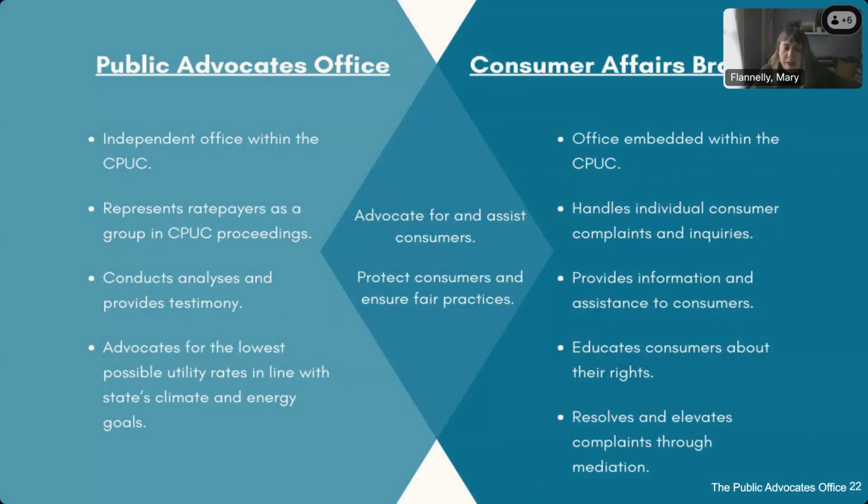I hope you can all see this. I won't walk through the whole thing, but I thought it was important to talk through some of the differences between the Public Advocate's Office and the Consumer Affairs branch you just presented. I think the key takeaways here are that we both advocate for and assist consumers and protect consumers and ensure fair practices. And we do those things a little differently. So our office, the Public Advocate's Office, is independent from the CPUC, and we represent customers as a group in CPUC proceedings. The Consumer Affairs branch, on the other hand, is embedded within the CPUC and handles individual consumer complaints and inquiries, as we just heard.